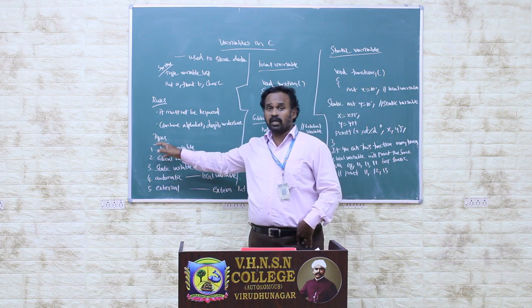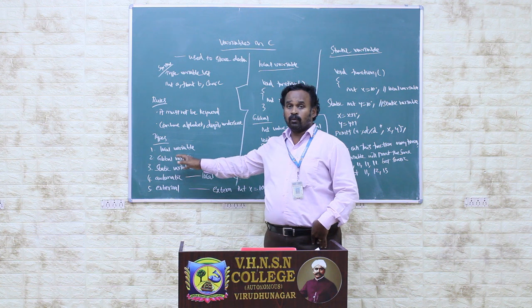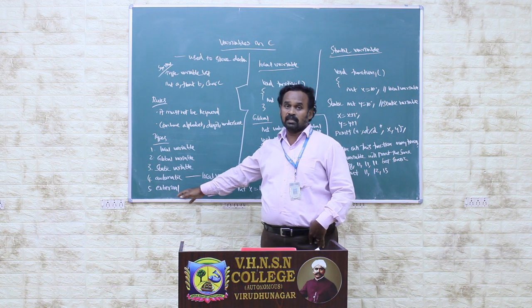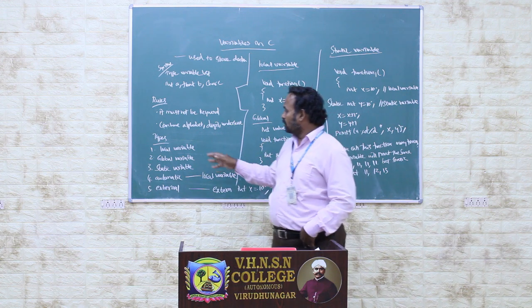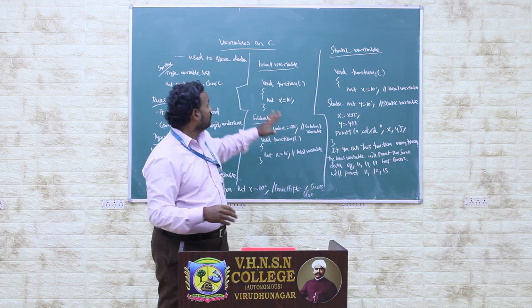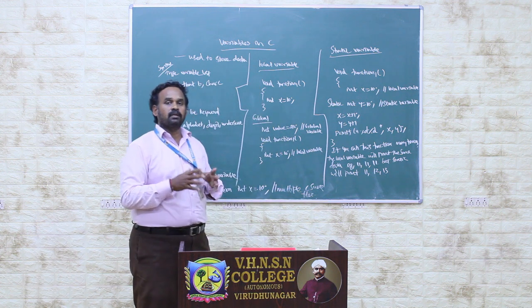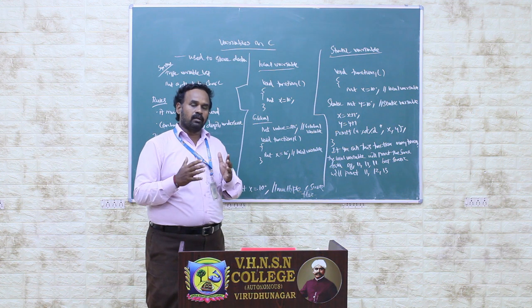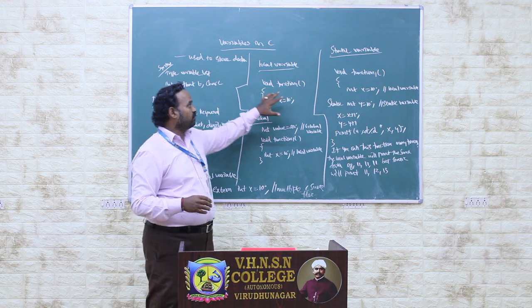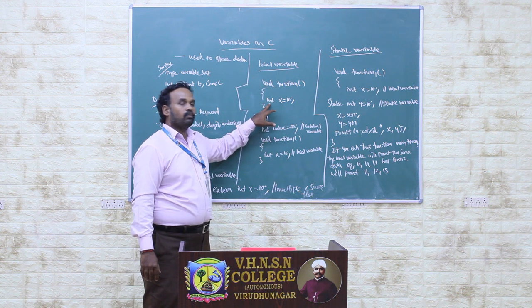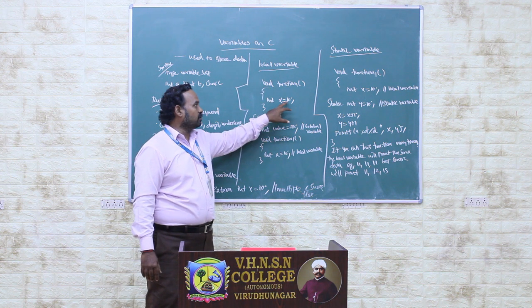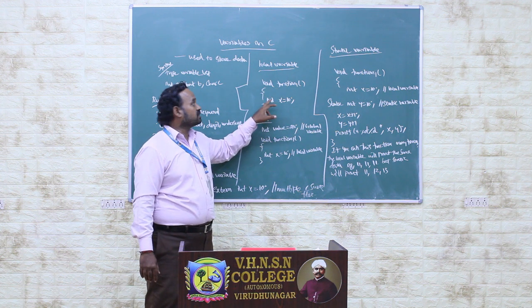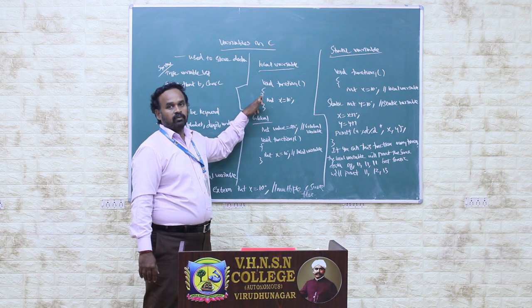Next, we'll discuss the types of variables: local variable, global variable, static variable, automatic variable, and external variable. Let's discuss them one by one. What is a local variable? A variable declared within a function or block is called a local variable. Here it is the function, and we are declaring an integer variable, int x equal to 10. So the variable is declared within the function.